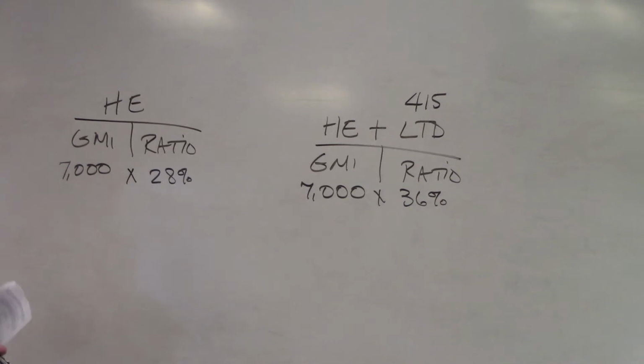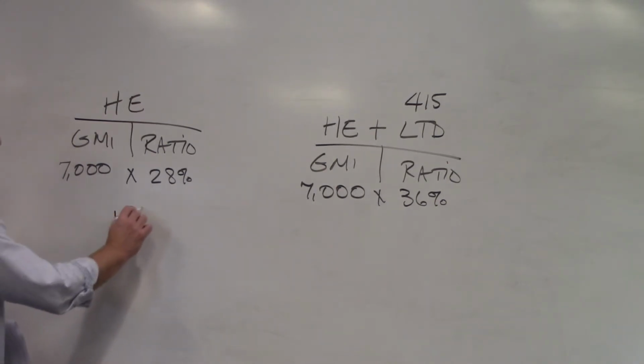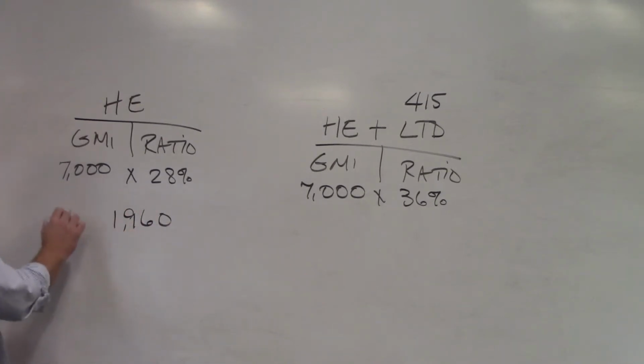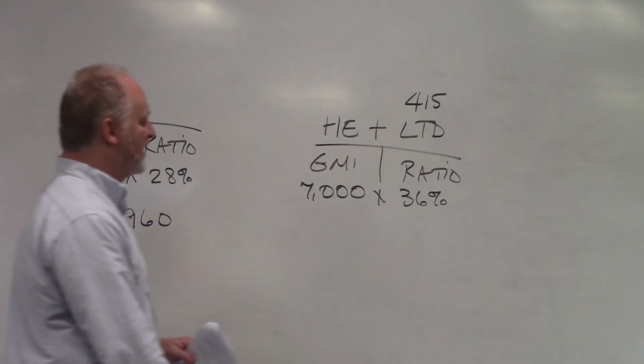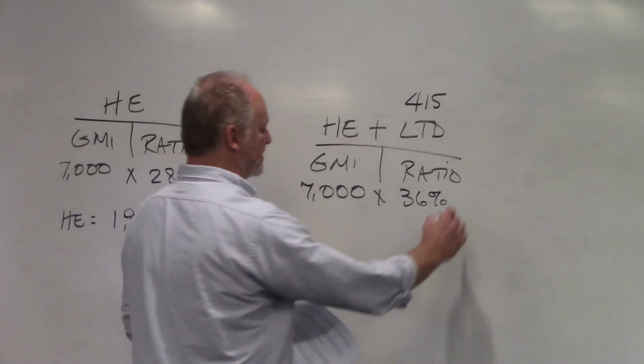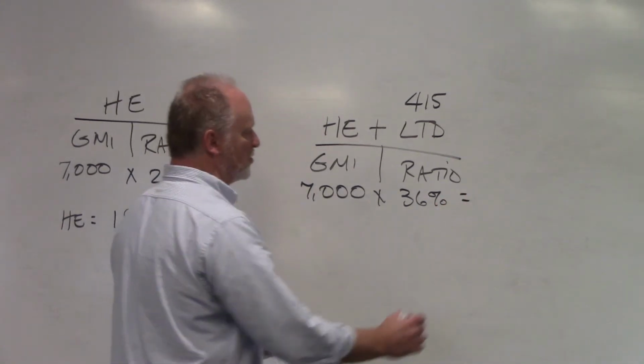So, as I plug in the numbers, 7,000 times 28% down here is how much? 1,960? And actually, on the front end, I'm done. GMI times ratio gives me housing expense. So let's go down to this end. 7,000 times 36%, 25.2. Yes.